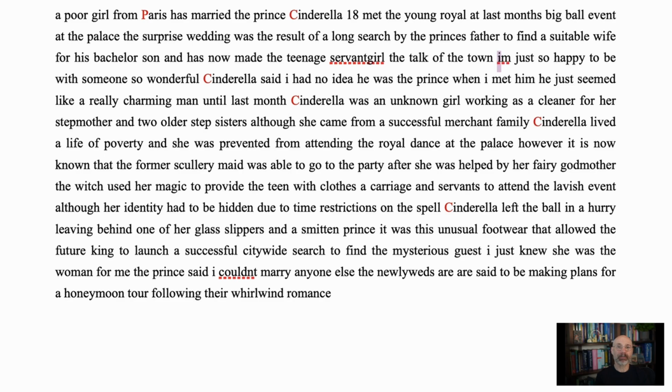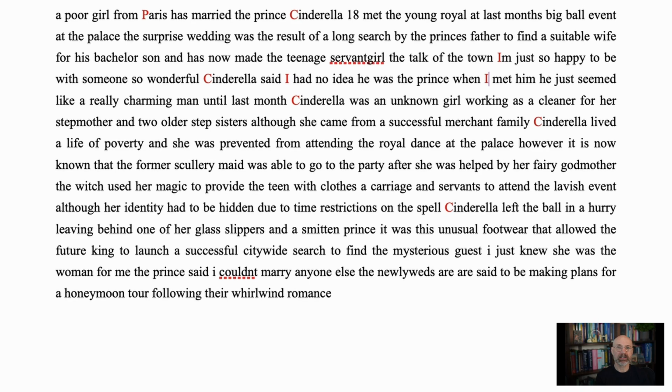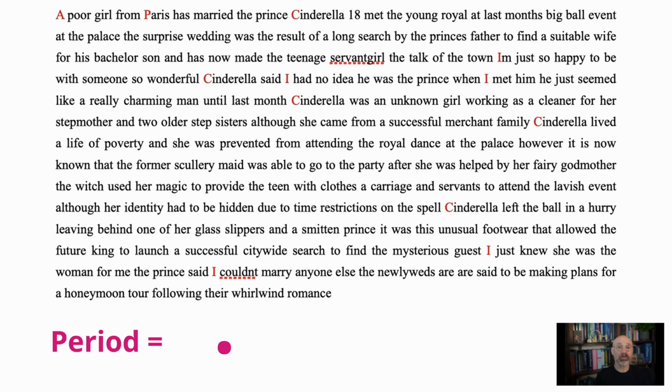But we also need to capitalize the word I, because I, when I mean me, is always a big letter. Always. And you can see they appear in the quotations, which will help us later with other punctuation marks. We also use capital letters for starting sentences. And if we're starting sentences, we should also end them with periods, also called full stops.